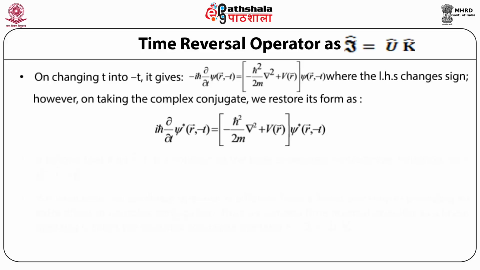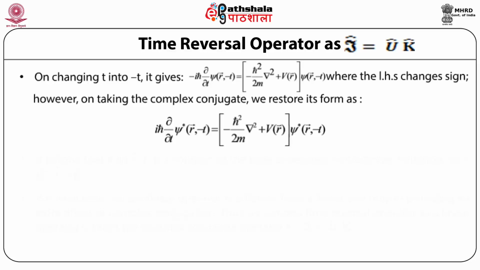Now when we change the time in this time dependent Schrodinger equation from t to minus t, it yields the equation minus iħ times the partial derivative with respect to time of the wave function ψ(r, -t), and this is equal to the bracket open minus ħ² by 2m ∇² operator plus potential V(r) bracket close, whole acting on the wave function ψ(r, -t).